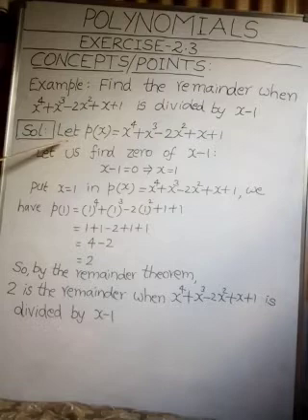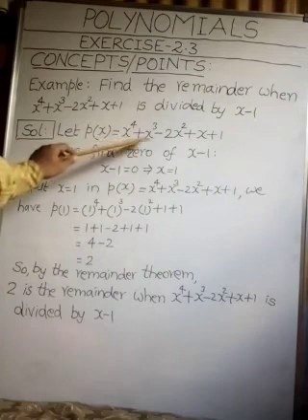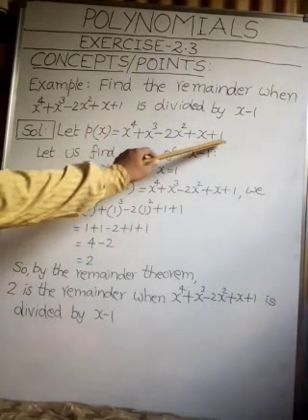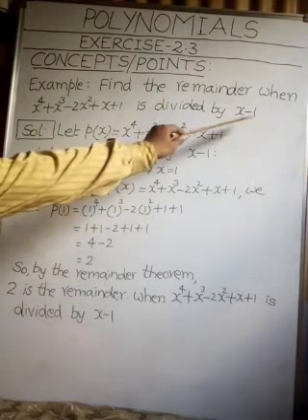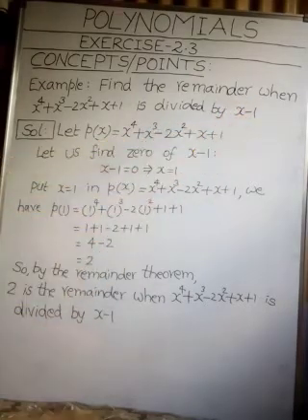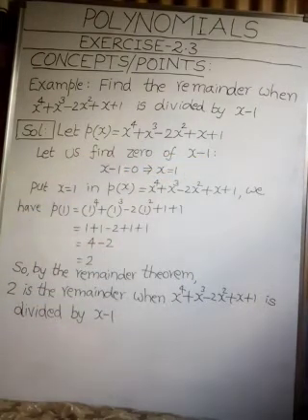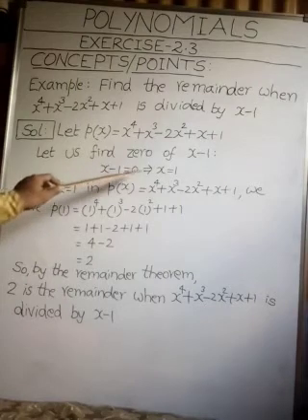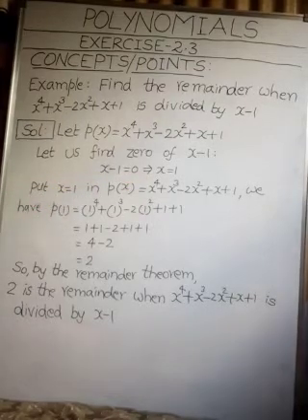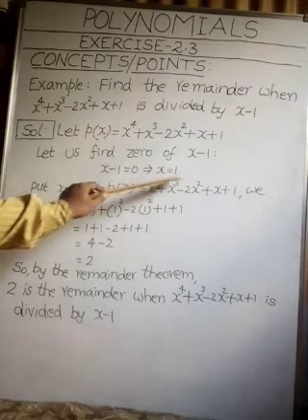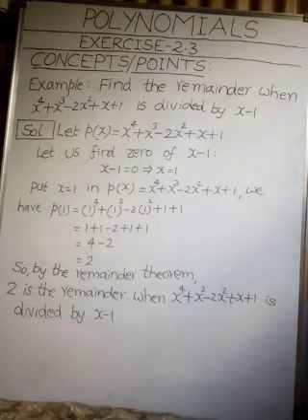Right. Let us consider the given polynomial is p of x. P of x is equal to x power 4 plus x cube minus 2x square plus x plus 1. And let us find the zero of this linear polynomial x minus 1. How do you find the zero of a polynomial? We have to equate the polynomial to 0 and solve that equation. Then what do you get here? x is equal to 1. This is called the zero of the polynomial x minus 1.